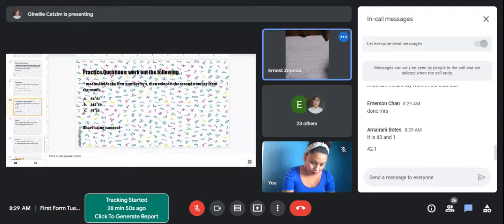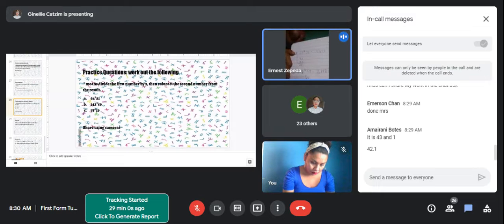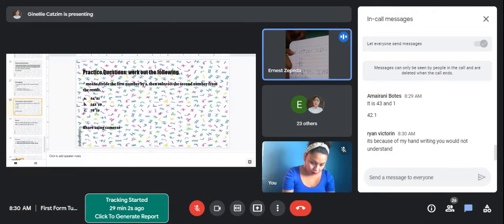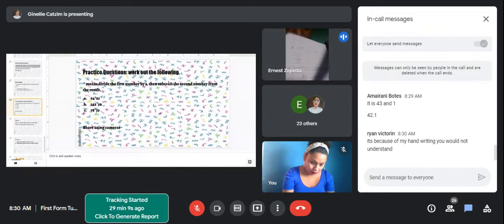Can you see it, Miss? Yes, I can see that. Can you tell me what you did? I did half of 64, Miss, is 32. Then I subtracted 11 from 32, Miss, and I got my answer. Why 11? Oh, it's 21, sorry, Miss, and I got 11. Okay, very good.